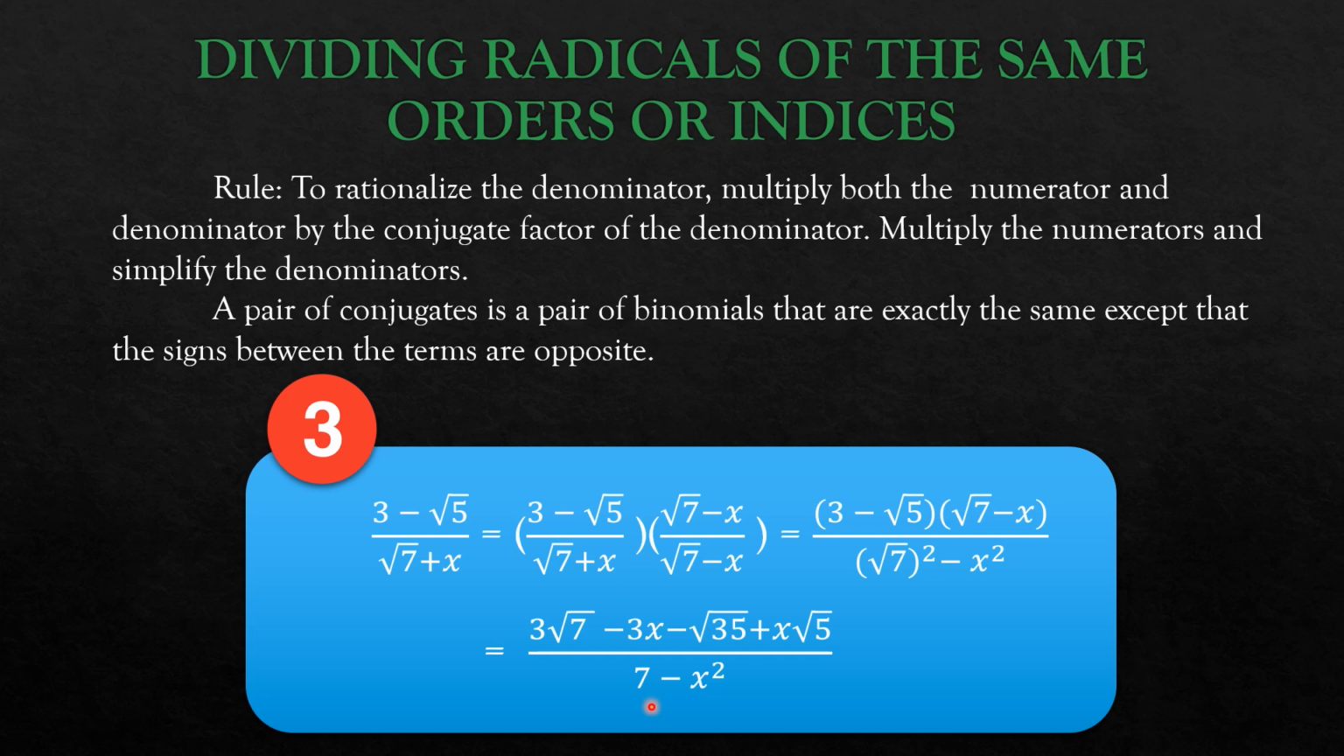So, the quotient of 3 minus square root of 5 and square root of 7 plus x, or 3 minus square root of 5 divided by square root of 7 plus x, is equal to 3 square root of 7 minus 3x minus square root of 35 plus x square root of 5 over 7 minus x squared.